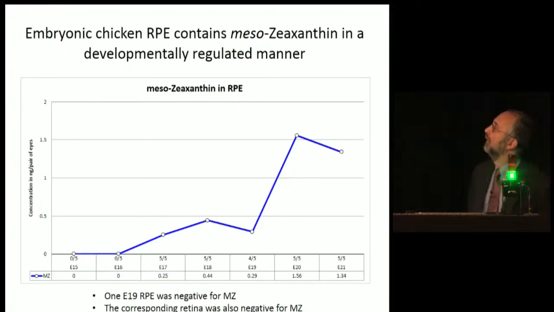So you can see here in the chicken RPE, we did 5 birds per time point. At E15 and E16, no meso-zeaxanthin is present. On E17, we see a sudden rise here. All 5 of them become positive and have meso-zeaxanthin. This persists with the exception of one bird that did not have meso-zeaxanthin on day 19, and the rest continue to rise. Interestingly, this one bird that didn't have any meso-zeaxanthin in its RPE had no meso-zeaxanthin in its retina either. That's very important, and we'll come back to that.